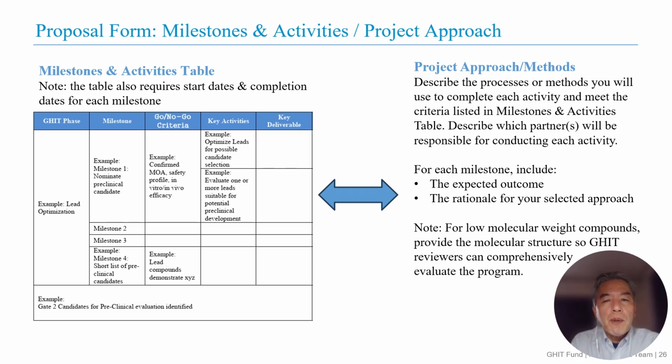For low molecular weight drug development, provide a molecular structure so GHIT reviewers can comprehensively evaluate the program. All the details in this section will help reviewers understand the aim of the activity, the reason for selecting a certain approach, by whom the activity will be conducted, the expected outcome and criteria, and the risk mitigation plan, if any.